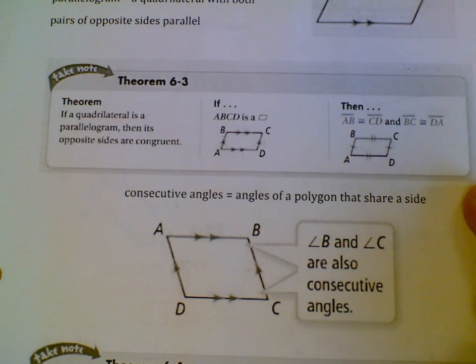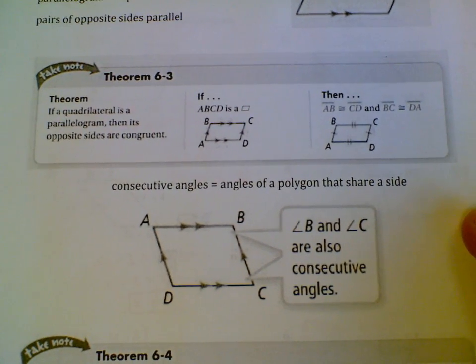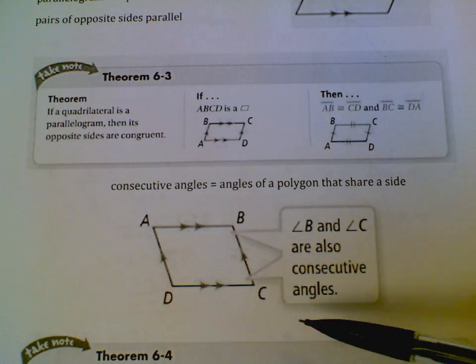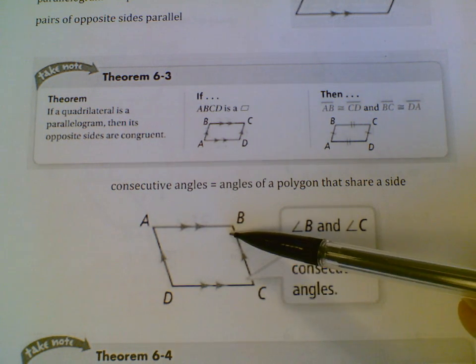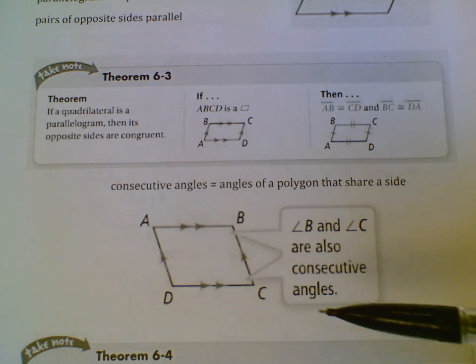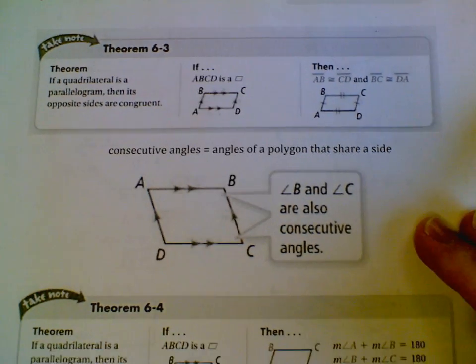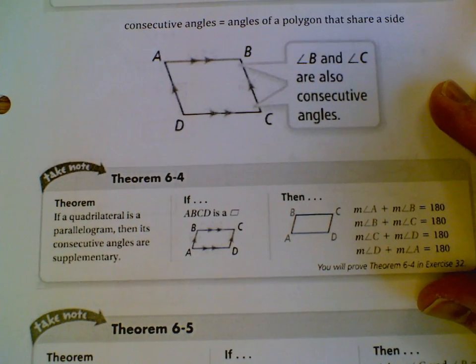Then the next piece is more vocab, where it's talking about consecutive angles. Those are the angles of a polygon that share a side. So for example, in this parallelogram, B and C are consecutive angles. The reason I was pointing that out is because in your next theorem, it refers to a consecutive angle.